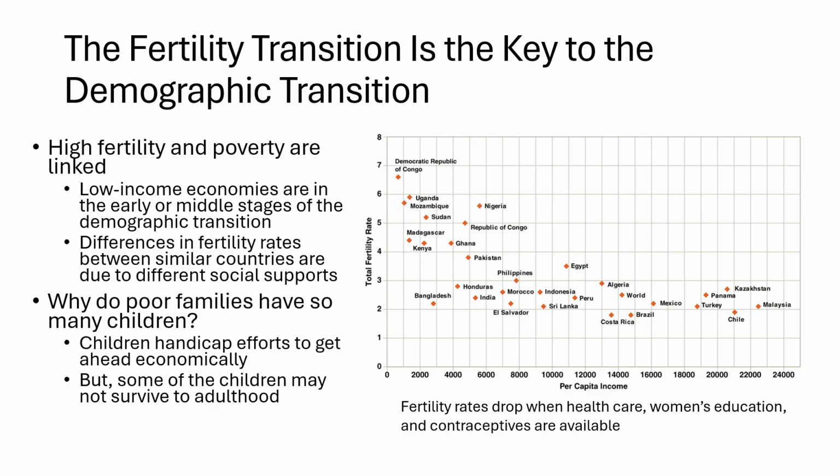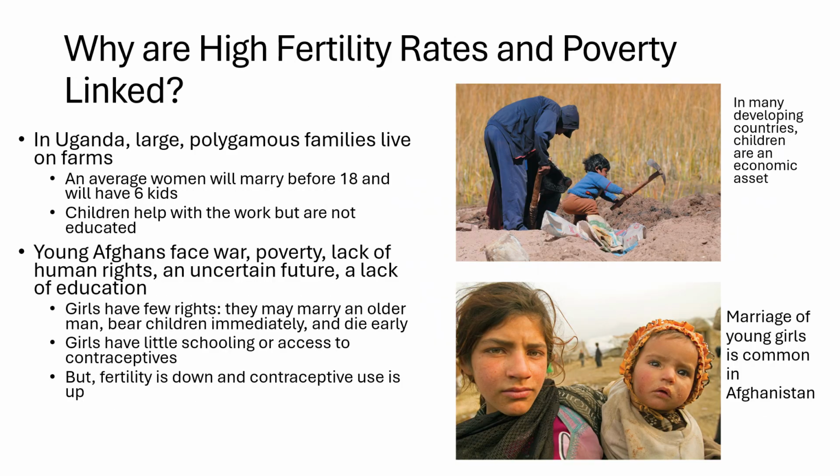And then for the children, when you are in challenge economically, you may not have access to very good healthcare, and so they may not even be able to survive to adulthood. So why do we still see very high fertility rates in developing countries? This is because children can bring income to the families. In many developing countries, they're actually an economic asset. Children will start working very young.